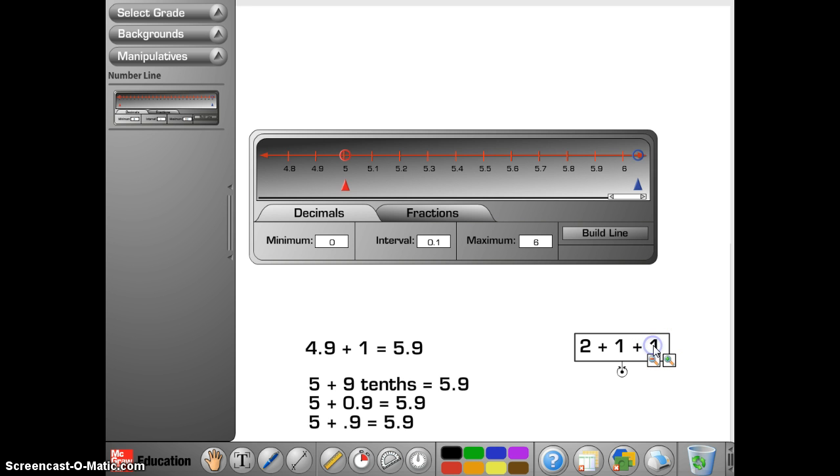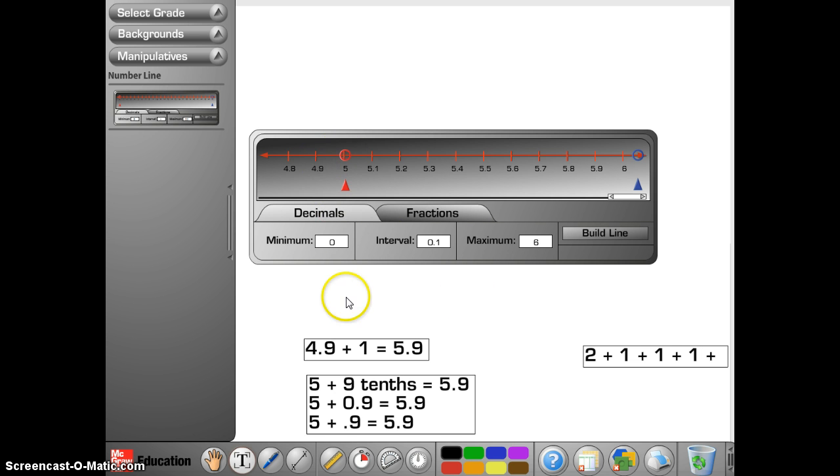I thought I could add that, but I can't now that I'm off there. So just want to clear that. So let's start that again. Two plus a whole plus another whole got me to 4, plus another whole got me to 5, plus I now know from this one here I need 9 more tenths, plus 0.9.